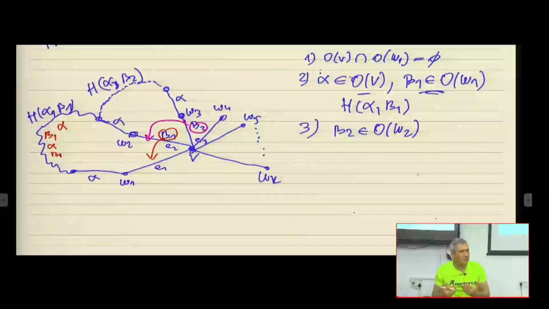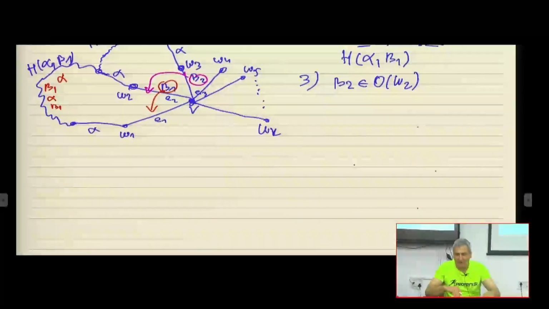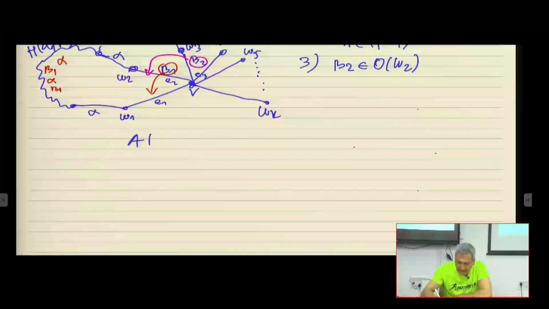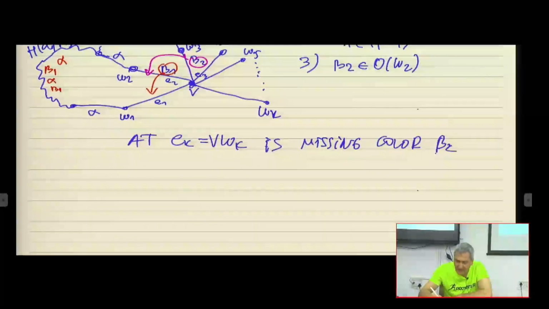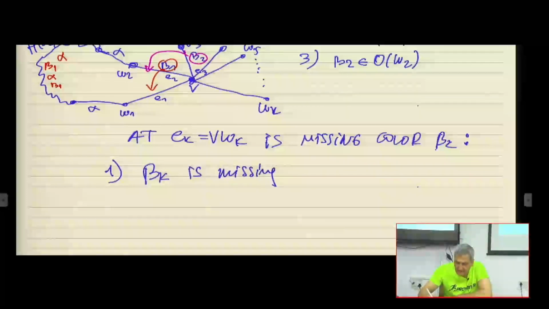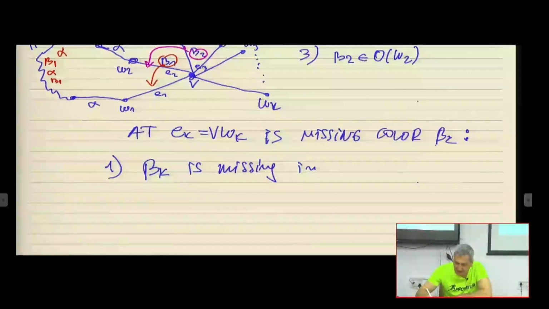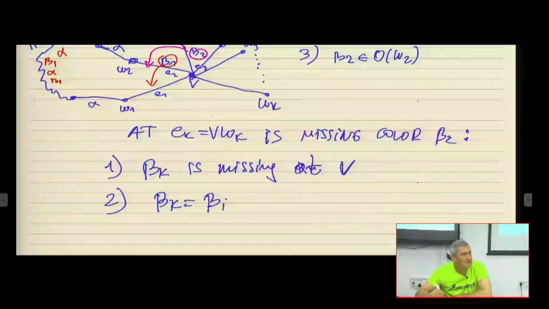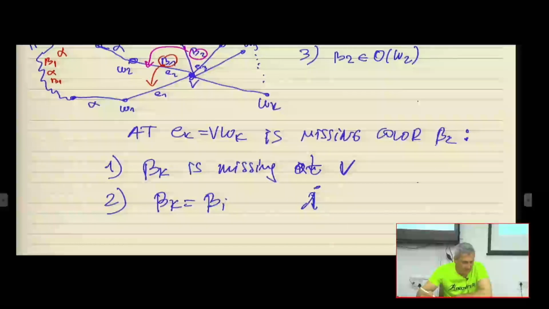And when we do this, because it's a finite procedure, delta is a finite number, one of two things is going to happen. First, let's say we are at vertex WK, and there is a missing color beta K, and we're going to have one of two things: beta K is missing at V, or the other scenario is that beta K is equal to some previous beta I, where I is smaller than chi minus 1 or something like that.